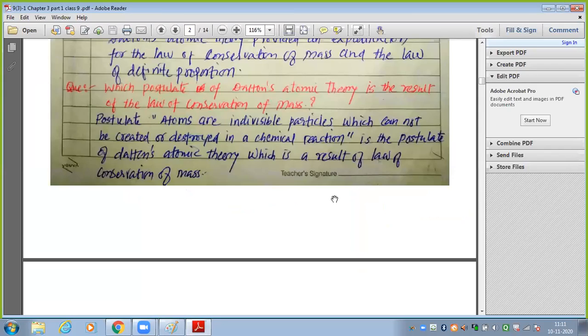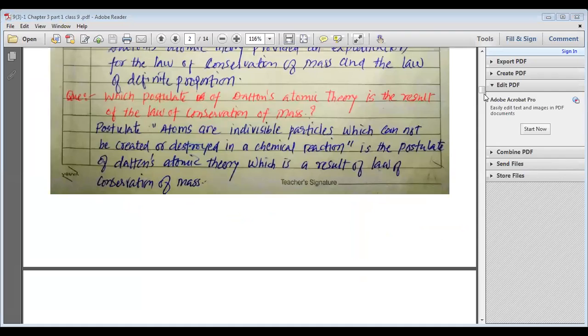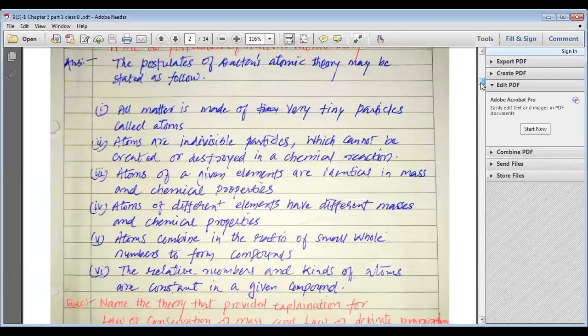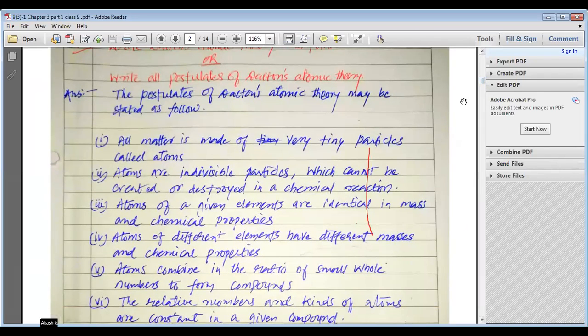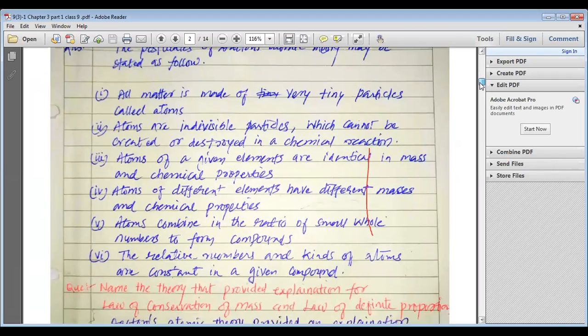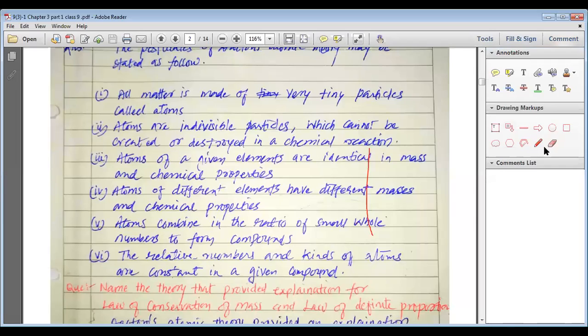Let us pay attention to the screen that I have shared with you. So please pay attention. Yesterday we have seen about Dalton's atomic theory. So let me give you a gist of Dalton's atomic theory. According to Dalton's atomic theory, all matter is made up of teeny particles, and these teeny particles are known as the atoms. Atoms are indivisible particles which cannot be created or destroyed in a chemical reaction, and this is actually representing the law of conservation of mass.